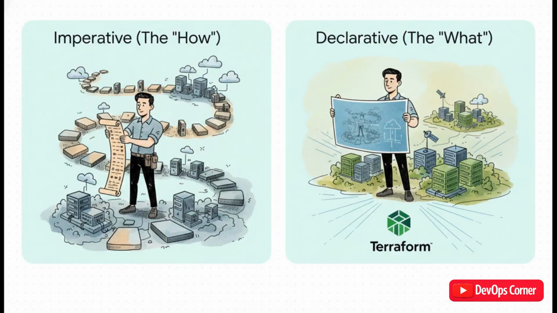Okay, this is a really important concept to get. Terraform is what we call declarative, not imperative. So what's the difference? Well, an imperative approach is like giving someone a step-by-step recipe. First, preheat the oven. Second, mix the flour. You're telling it how to do everything. But with a declarative approach, you just describe the end result. You tell Terraform, hey, I want one web server and one database, and they should be in this network. That's it. You describe what you want, and Terraform acts like a master chef, figuring out all the complicated steps to make it happen for you. And trust me, this is what makes it so incredibly powerful.